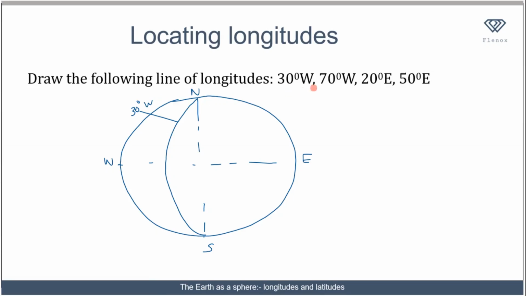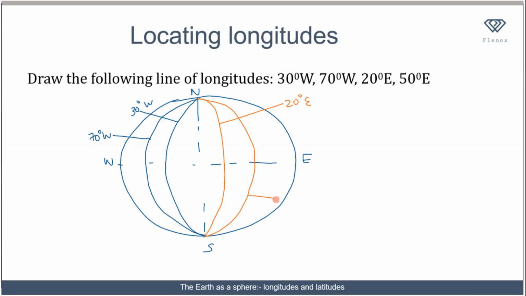How about 70 degrees west? Since this is 0 degrees in the center here, and this is 30, 70 degrees west will lie towards the back. So 70 degrees west will be somewhere here. Then what about 20 degrees east? The east is towards the right direction, and 20 is closer to 0, so closer to this vertical line. So 20 degrees east is given as the orange line. How about 50 degrees east? It will be at the back of 20 degrees east, somewhere around here. So this is 50 degrees east.